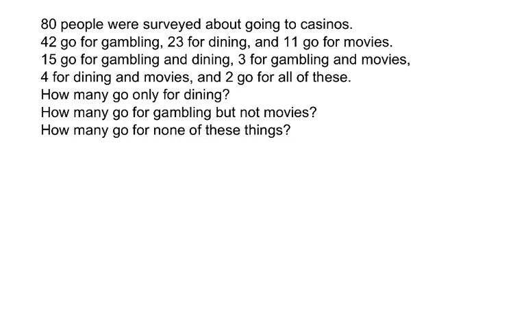How many go only for dining? How many go for gambling but not movies? How many go for none of these things? Maybe they go for shows, for example. Let's take a look at setting this thing up. We need a 3-circle Venn diagram.